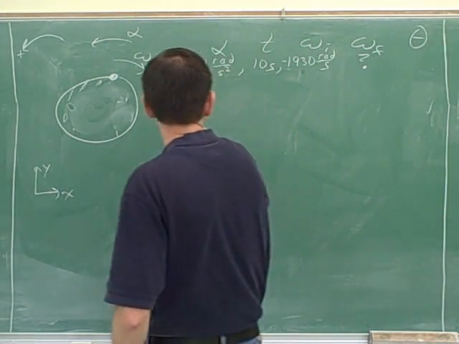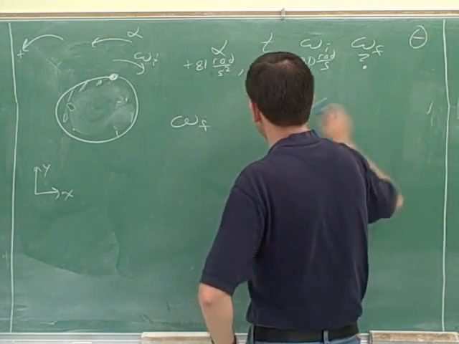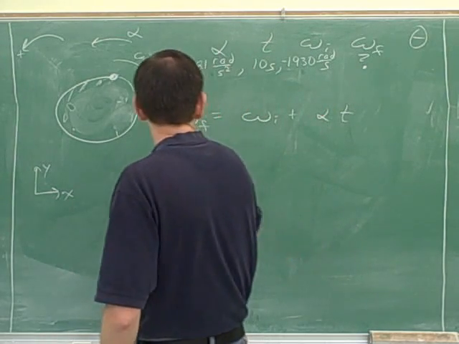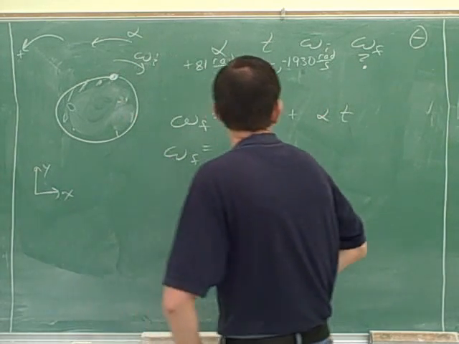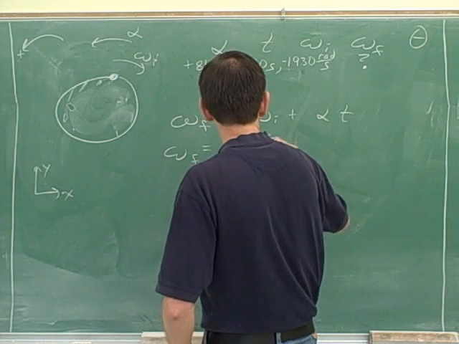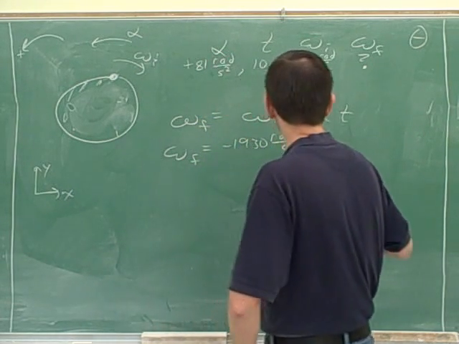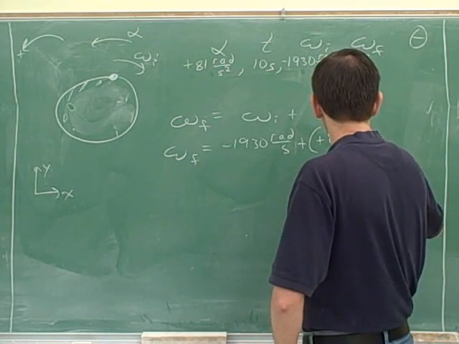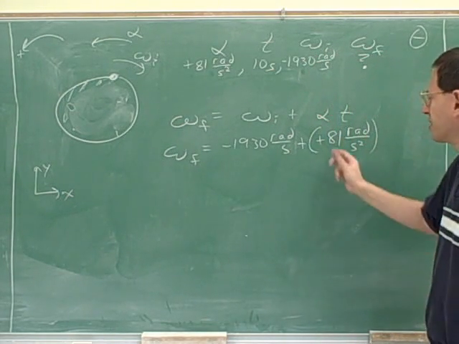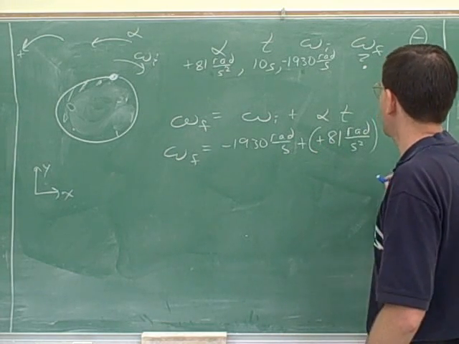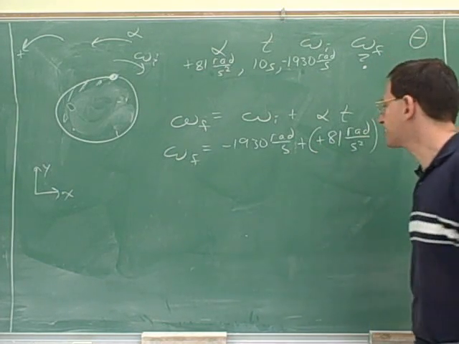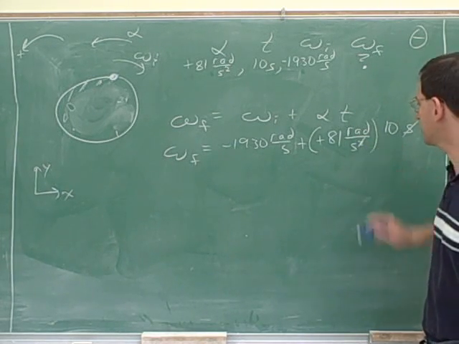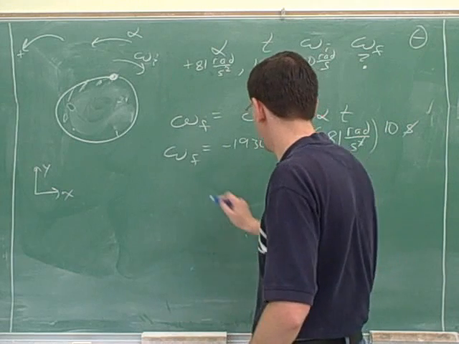Then you pick the right equation. You pick the equation that's missing theta. Omega final we don't know. Omega initial is negative 1930 radians per second. The acceleration is positive 81. And I'm going to keep putting in the signs because I really want to make sure I'm not forgetting the signs. And the time is 10 seconds. In this case, the signs kind of work out nicely, so you want to go ahead and put those in. These signs would cancel.